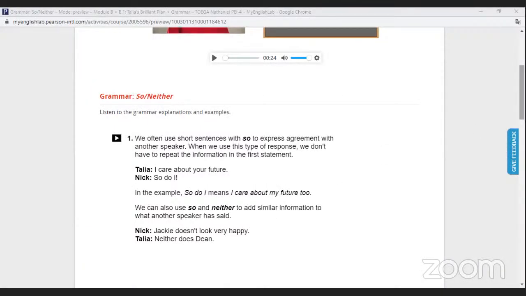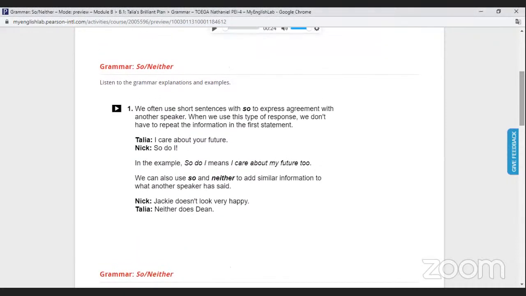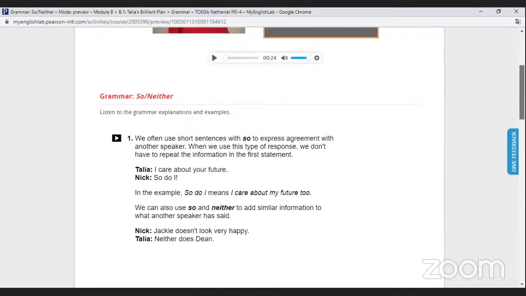Okay, so this is the next grammar that we're gonna check. It's about so and neither. We're gonna use these words to make things more formal, instead of saying something like me too or no, we don't. Like saying me too, but in formal ways. We're gonna see some examples about it, okay?